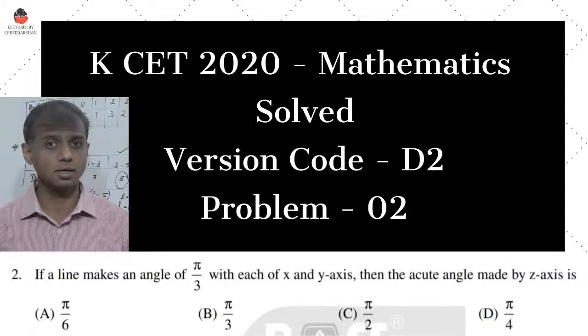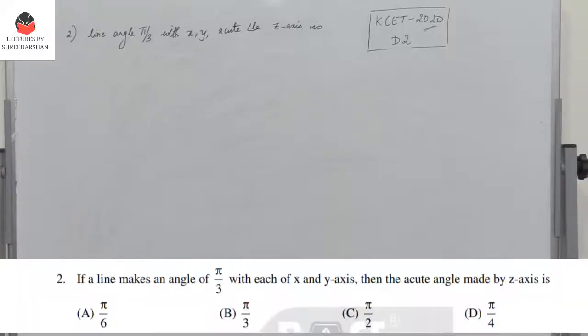Problem 2. If a line makes an angle pi by 3 with each of the x and y axis, then the acute angle made by the z axis is. So we need to choose one of the four options which is shown on the screen.